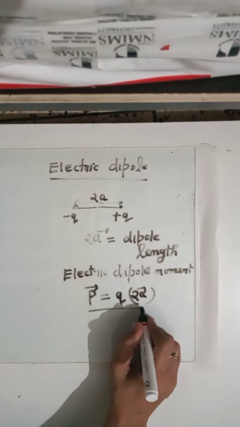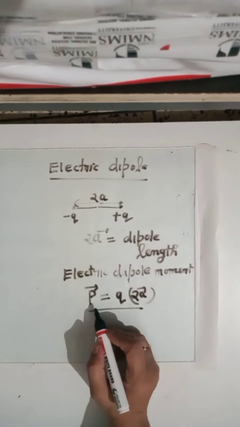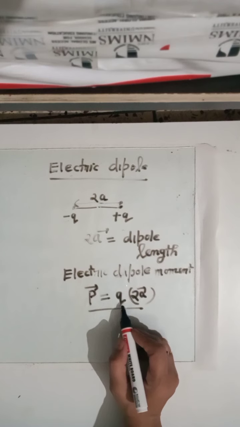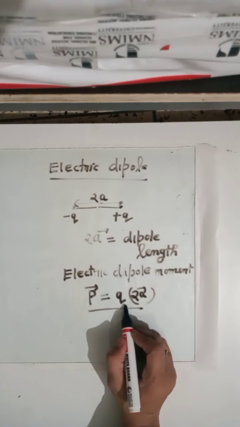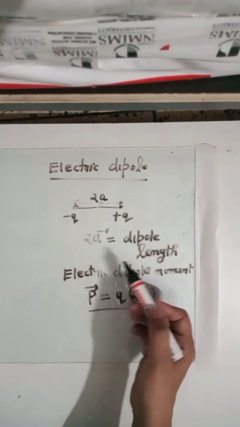You can define it from this formula. How can you define electric dipole moment? It is equal to the product of magnitude. We have taken q, not minus q. The magnitude of minus q and plus q is equal to q.